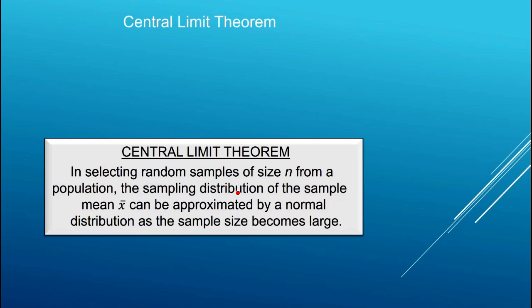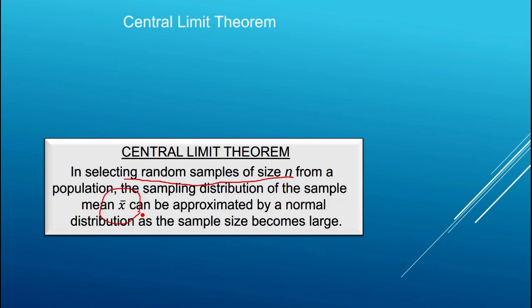But even if we're not, if we have a big enough sample size, the central limit theorem will let us treat the sampling distribution of the mean as though it's normally distributed. That's the power of the central limit theorem. So in selecting random samples of size n from a population, the sampling distribution of the sample mean x bar can be treated as though it's approximately normal as long as the sample size is large enough.